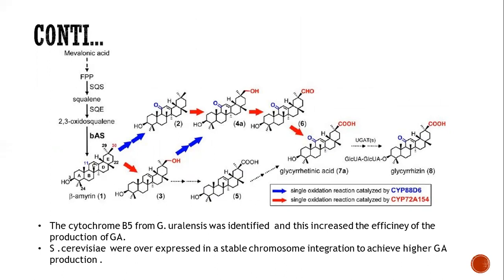Single oxidation reaction catalyzed by CYP72A154. The cytochrome b5 from Glycyrrhiza uralensis was identified, and this increased the efficiency of production of GA. Saccharomyces cerevisiae genes were overexpressed in a stable chromosome integration to achieve higher glycyrrhetinic acid production.